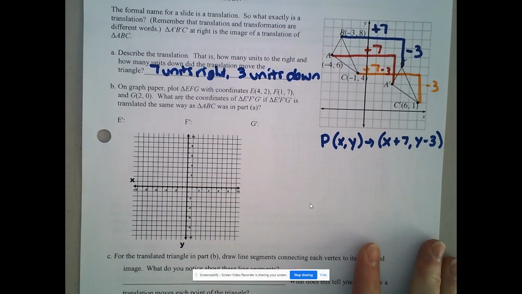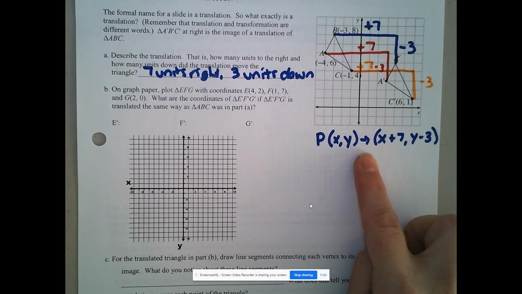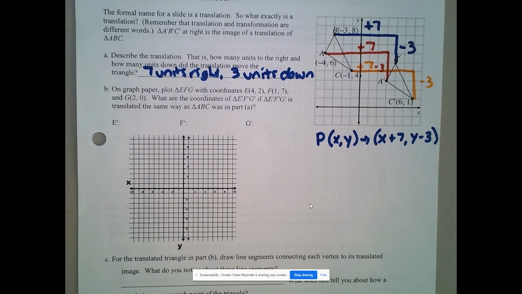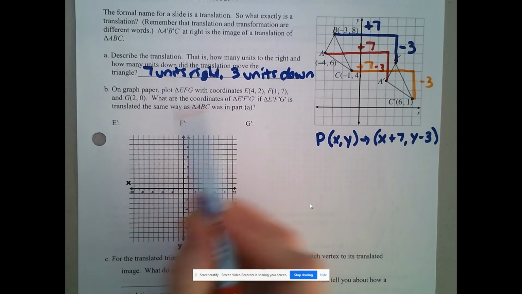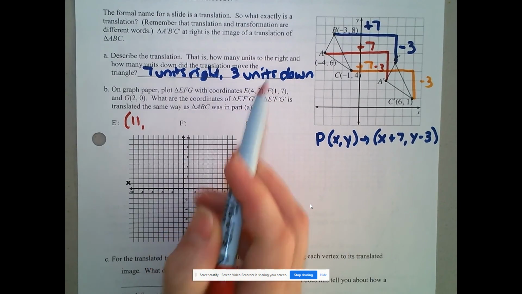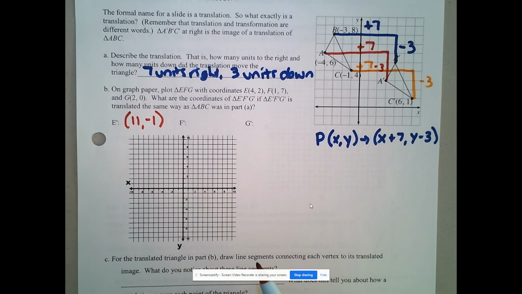Well, the great thing about having this type of notation is that you can literally just add 7 and subtract 3 to each coordinate. So to get E prime, I could do 4 plus 7 is 11, and then 2 take away 3 is -1, and that would give me the new coordinates for the translated shape algebraically.